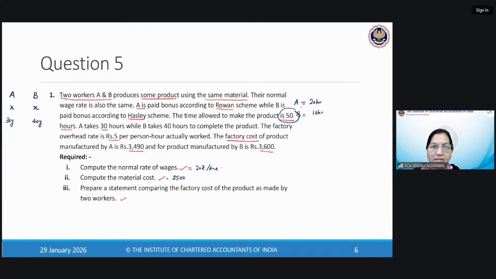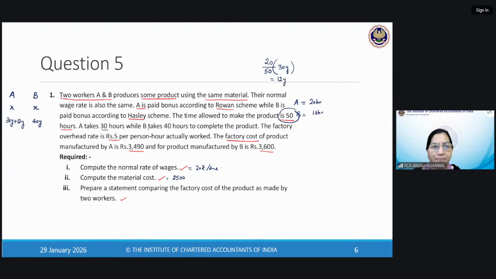So the incentive scheme applicable to A is the Rowan scheme. How does Rowan pay a bonus? Time saved divided by standard time or standard hours. This proportion is applicable to actual wages. So 40% of, or 20 by 50, 2 by 5 of 30Y is 12Y. So he will be paid not just 30Y, but a bonus of 12Y.